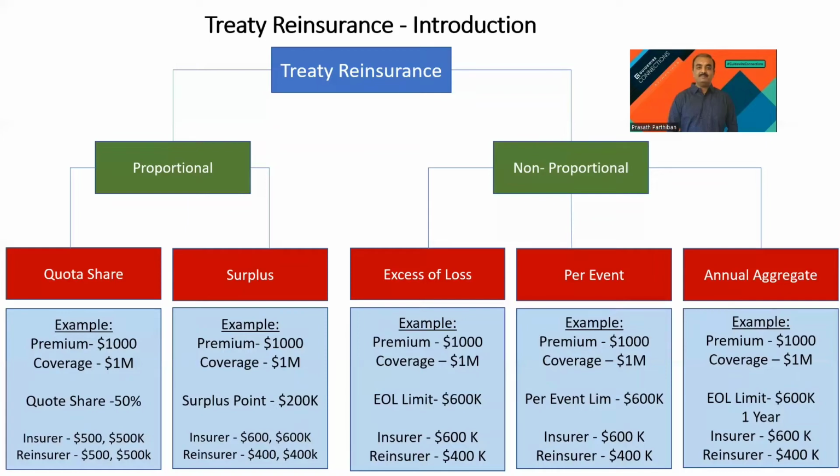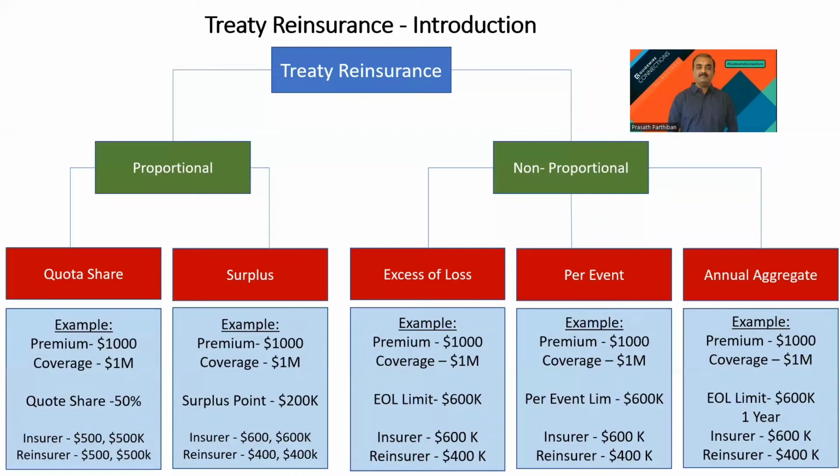When it comes to the loss also, the initial 200K as per the surplus point will be retained by the insurance company. And the remaining 400K will be shared among the insurance and the reinsurance company. Now, this is what we call proportional.